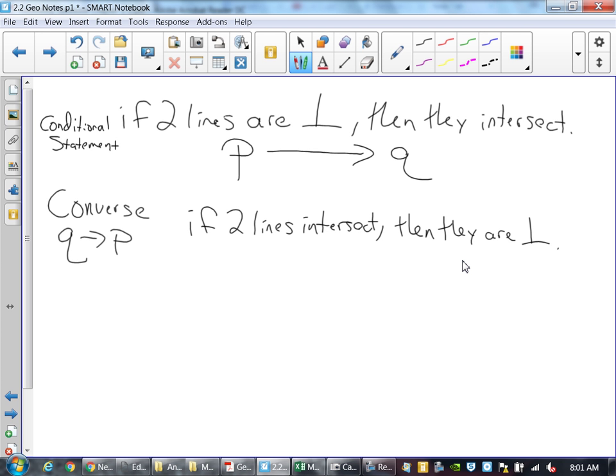A lot of these things, guys, when we utilize this whole logic way of writing it out, it's just a matter of flip-flopping values and putting the word not in them. So the next one is the inverse.